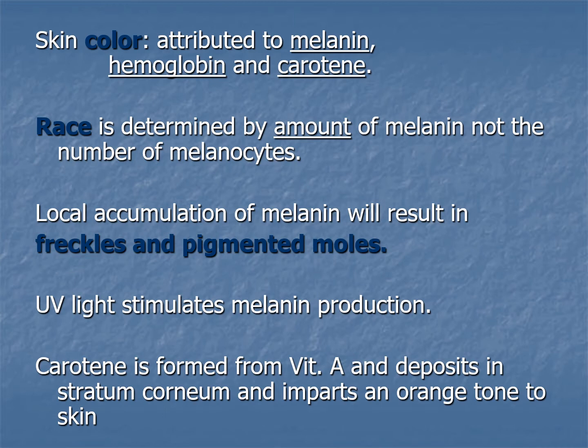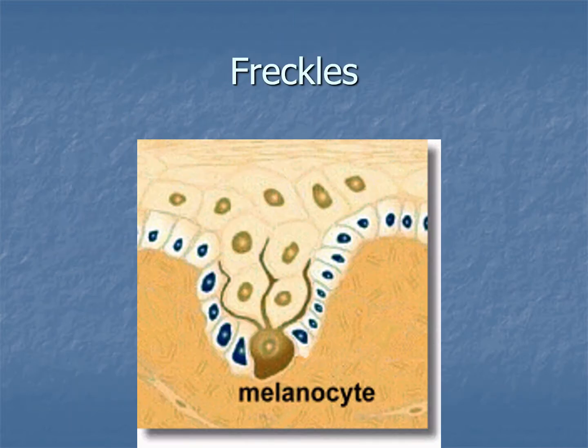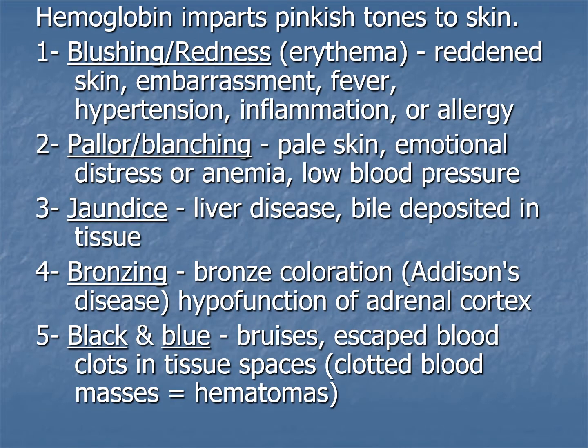Ultraviolet light stimulates melanin production. Carotene, formed from vitamin A, deposits in the stratum corneum and imparts an orange tone to the skin. Melanocytes transfer the melanosomes and impart the color. Blushing redness is mainly because of vasodilation. Pallor and blanching are because of low hemoglobin and low blood pressure.